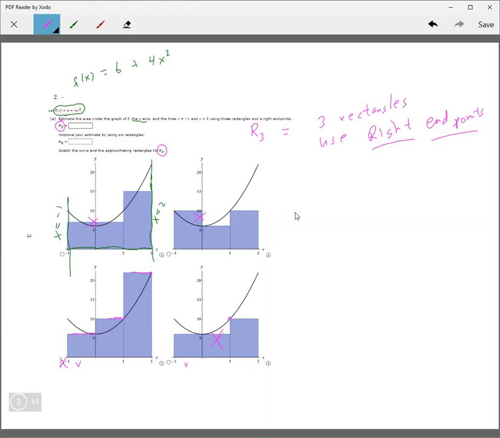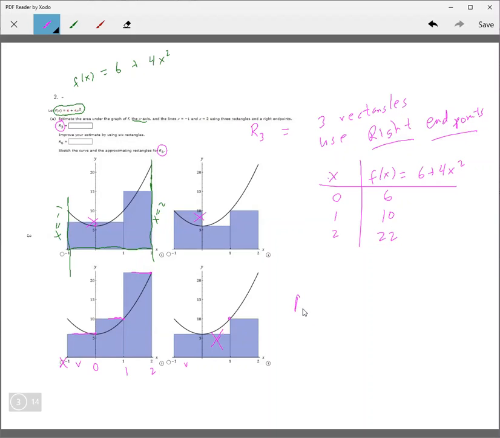Now what we can actually do is we know what those right endpoints are. This is 0, that's 1, and that's 2. So if we make a table with x values and 6 plus 4x squared, we just have to calculate 0, 1, and 2. If you put a 0 in here, you're going to get 6. You put a 1 in, you're going to get 10. If you put a 2 in, you're going to get 4 times 4, 16, 22.